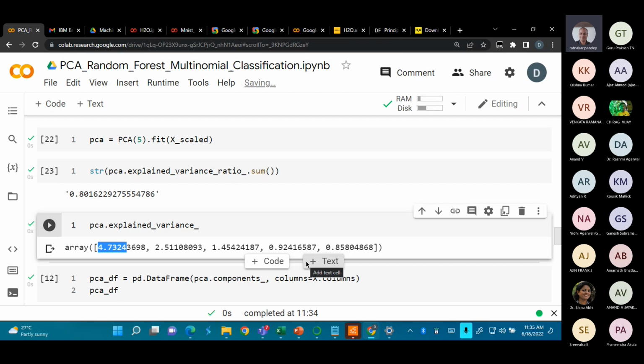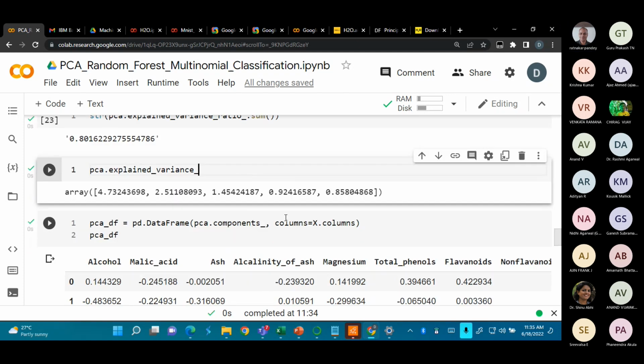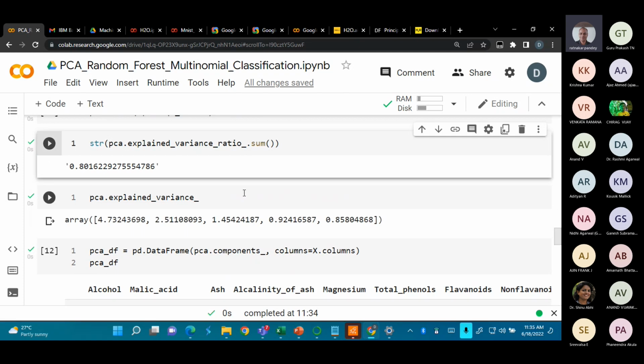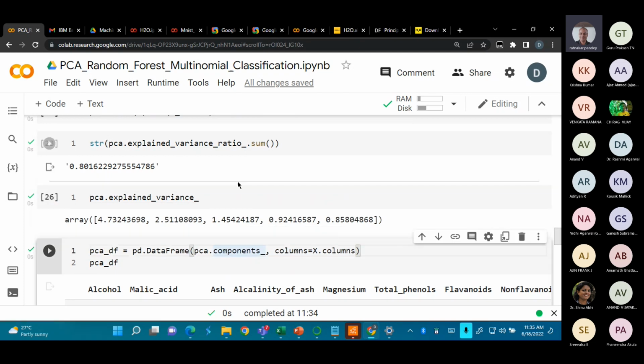Not the ratios, yeah. These are the eigenvalues. These are the eigenvalues, right? Okay. Is everyone with me in terms of the concept and the code till line number 26? Yeah, all good.